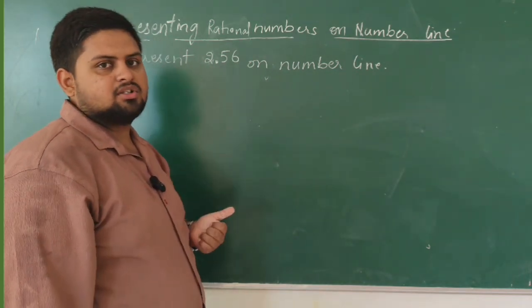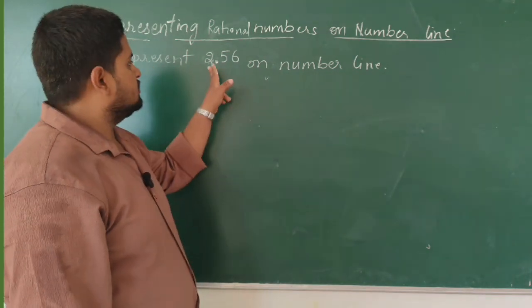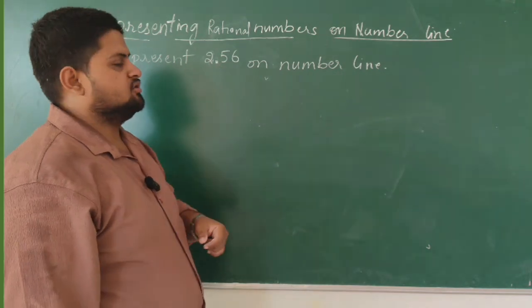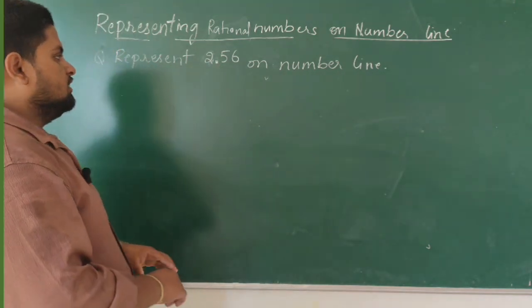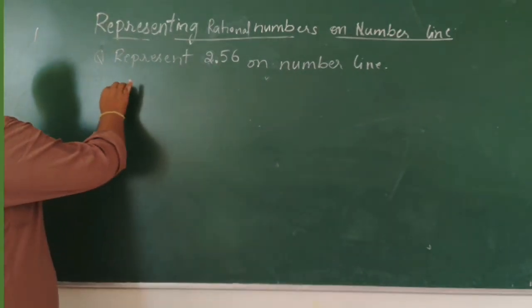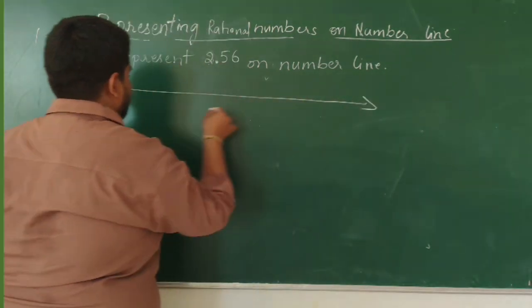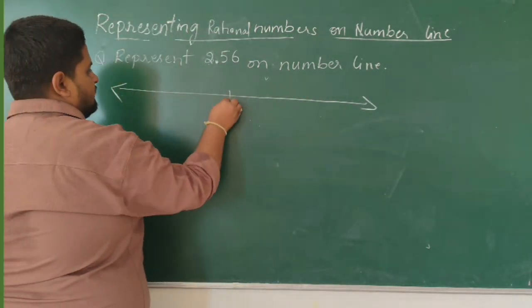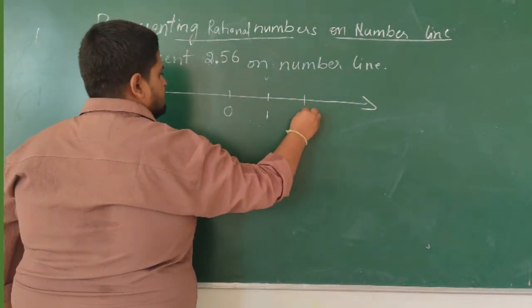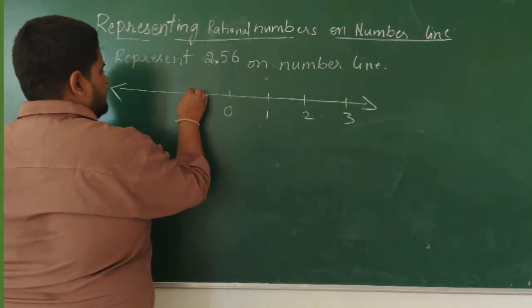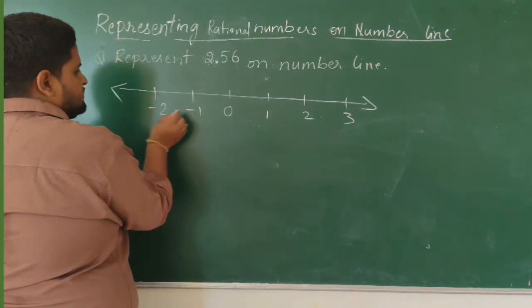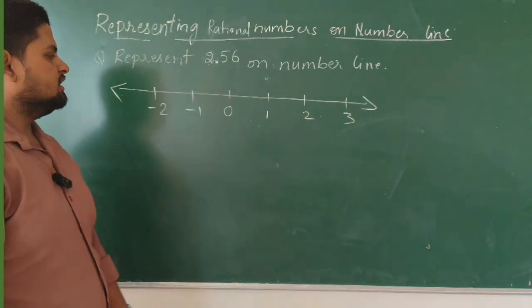Now let us try to represent a decimal number on a number line. Even decimal numbers are also rational numbers. So let us look how to represent these kinds of numbers on the number line. For this also we are going to draw the same number line, starting from 0, 1, 2, 3, here minus 1, minus 2, etc. So we found a number line.